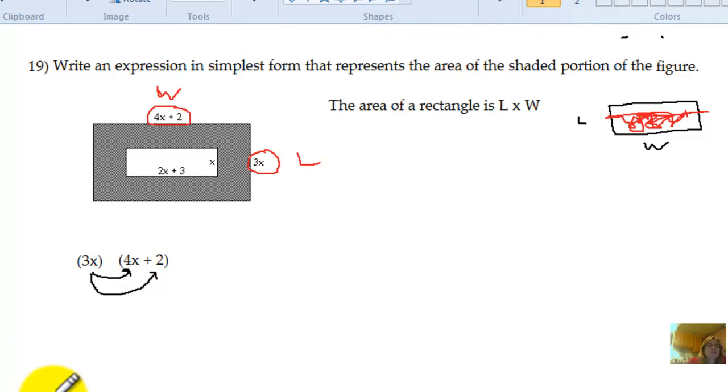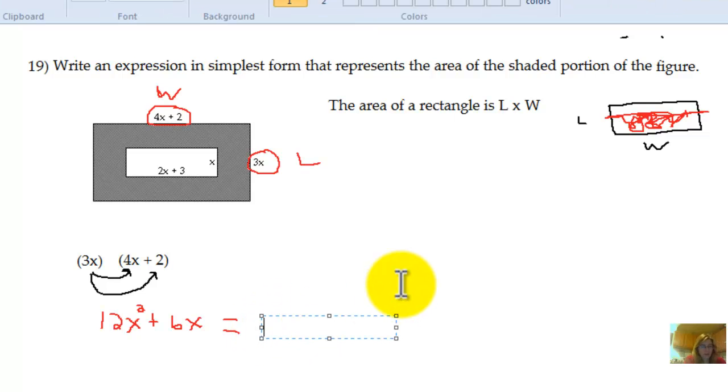So we have 3x times the 4x. Those are positive, so we get 12x. And then 3x times the 2, which is a positive 6x. And I see a mistake here. 3x times 4x is actually 12x squared. So we have 12x squared plus 6x is the area of the entire figure. So let's type that in there.